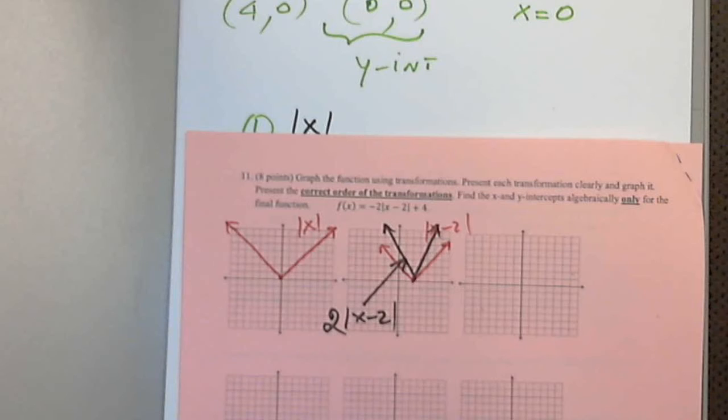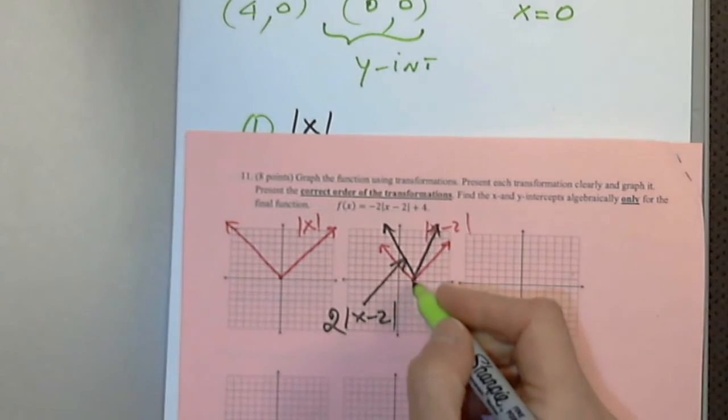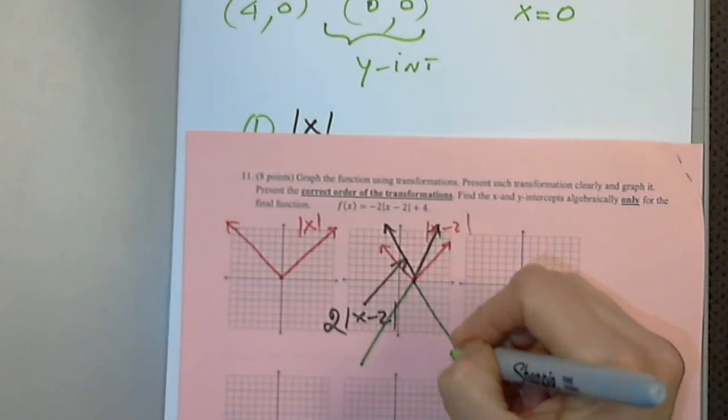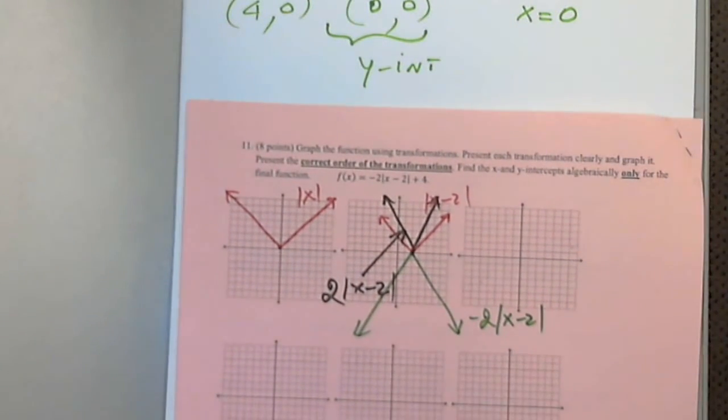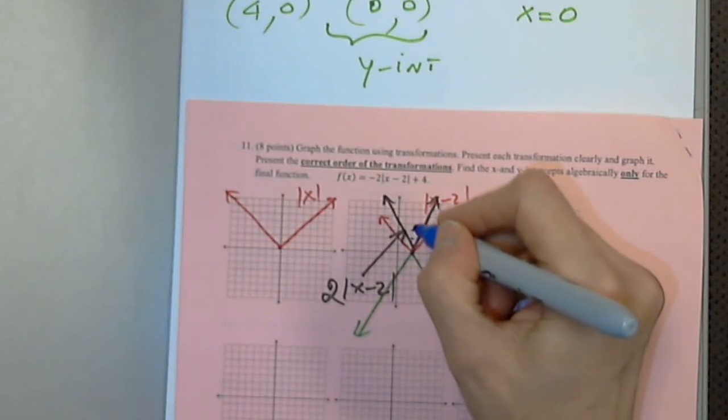You wouldn't go to the next graph and do that? If you want, you can. Yep, I just wanted to have both because it's easier to identify. Then you told me to reflect. Okay, I reflected. And then you told me to do what? Final step. Exactly, you told me to go up 4. 1, 2, 3, 4.